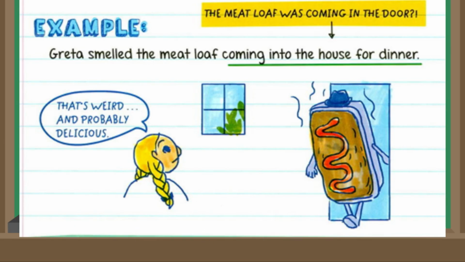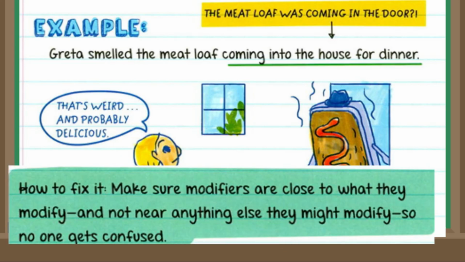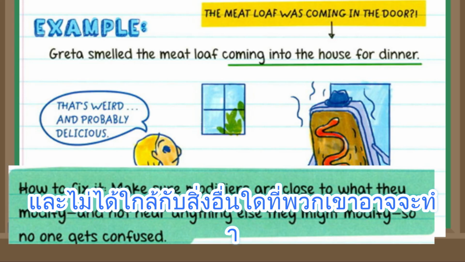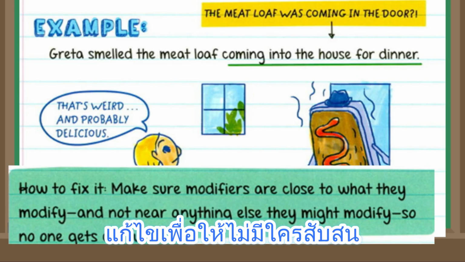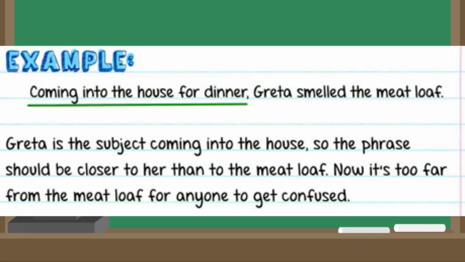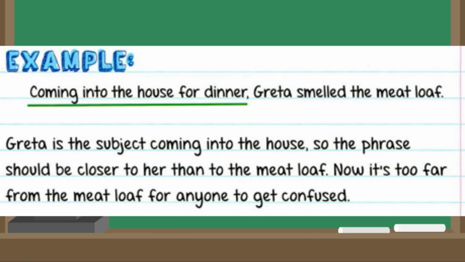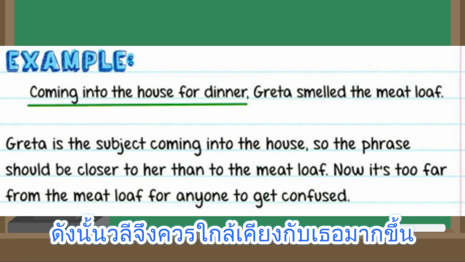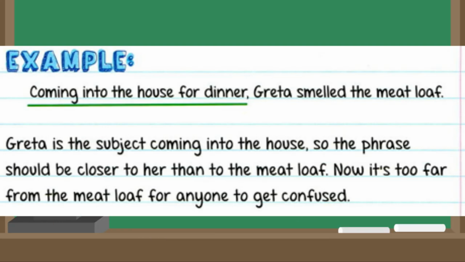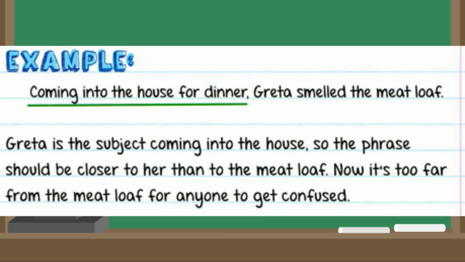So, how to fix it? Make sure modifiers are close to what they are modifying and not near anything else they might modify, so no one gets confused. Coming into the house for dinner, Greta smelled the meatloaf. Greta is the subject coming into the house, so the phrase should be closer to her than to the meatloaf. Now it's too far from the meatloaf for anyone to get confused.